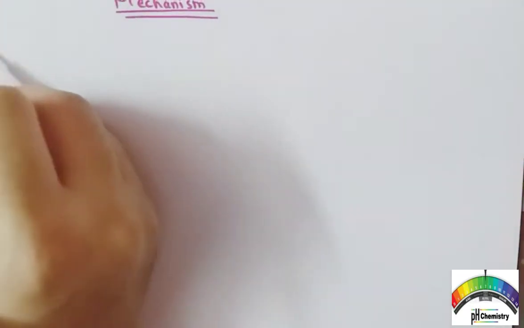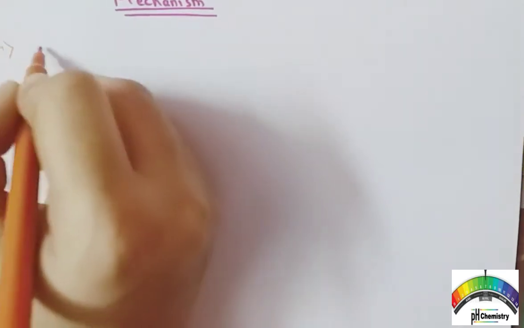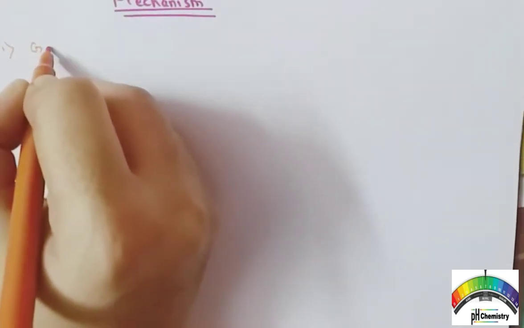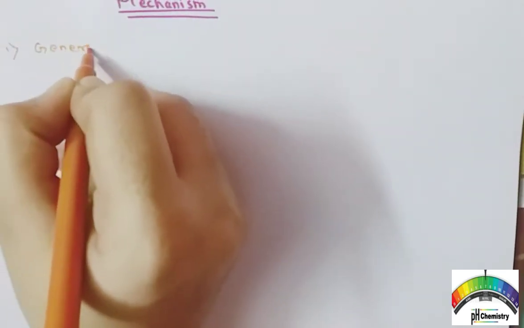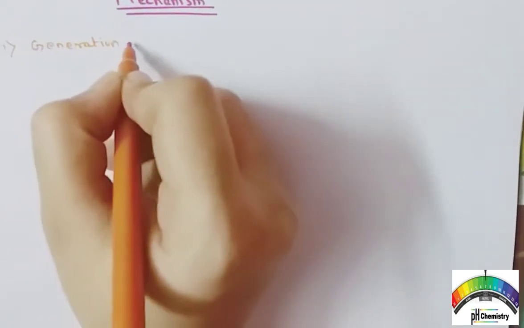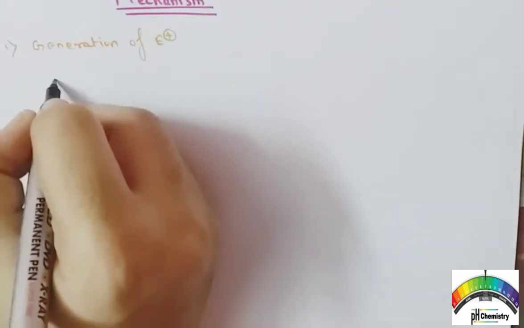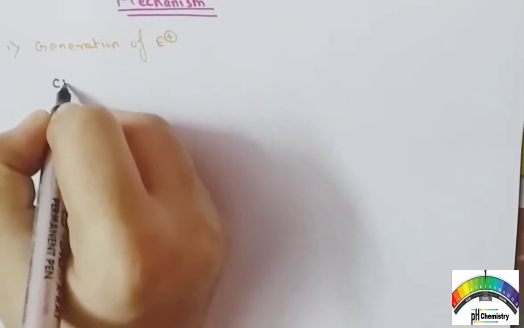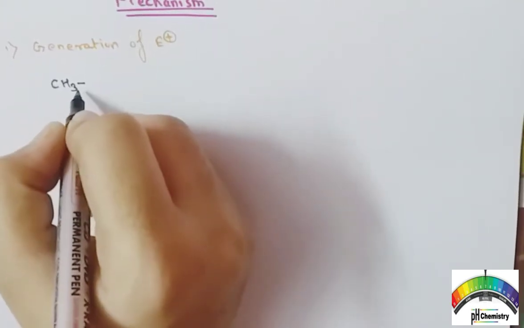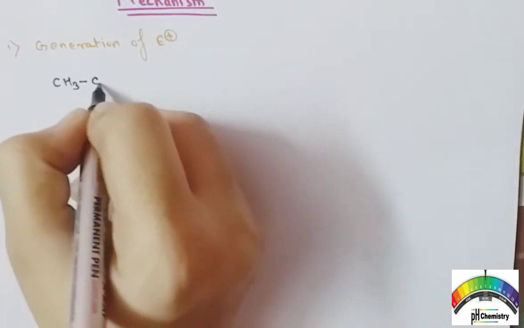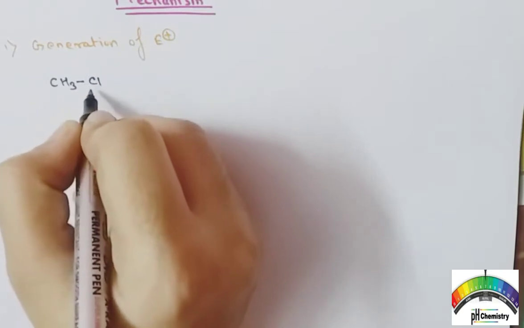The mechanism of this reaction occurs in three different steps. First step is the generation of electrophile. In the first step, the electrophile is generated. So how is the electrophile generated? I am taking methyl chloride here.